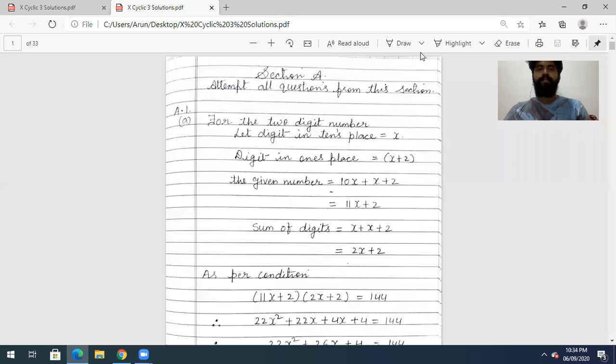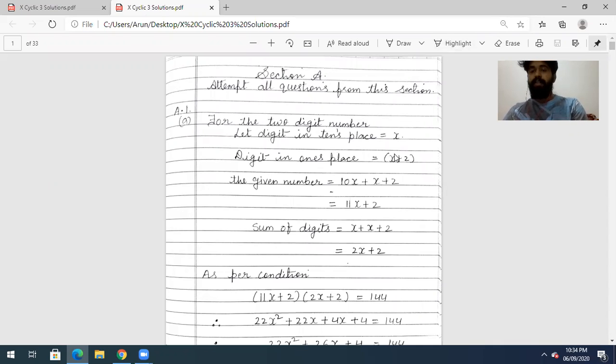Hello everyone. So now we are going to be discussing the solutions for cyclic test 3 examination. It was a 50-mark paper. It had 5 questions of 10 marks each and every question had 3 sub-questions. So let us start with question number 1A.